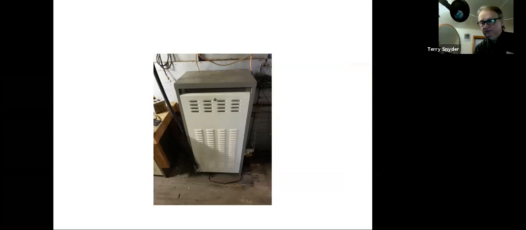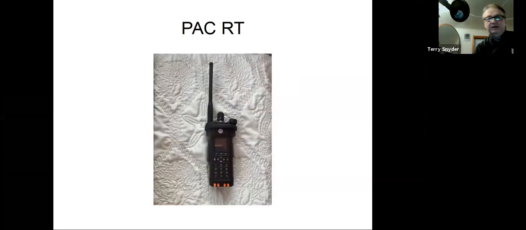At one of the broadcast transmitter sites that I take care of, there's one of these up there, and in it is a repeater for UHF. That's at 444.55. You can get that in the Harrisburg area. And this is not a PAC RT. I've mislabeled this. This is the new radio the state police are using. This is what they've just been handed, and they're pretty cool.